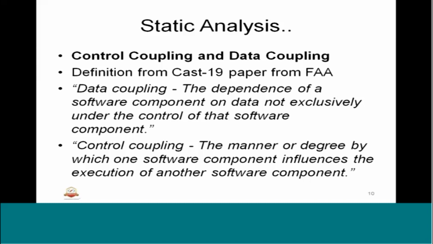Basically, we analyze the various paths of the program in terms of how the control is being handled in the entire life of the embedded software program. That is what we do with control coupling. These two are the definitions from the CAST paper. It is from the FAA, Federal Aviation Administration, one of the mandatory groups which qualifies or certifies avionics, airlines, or aerospace software products.